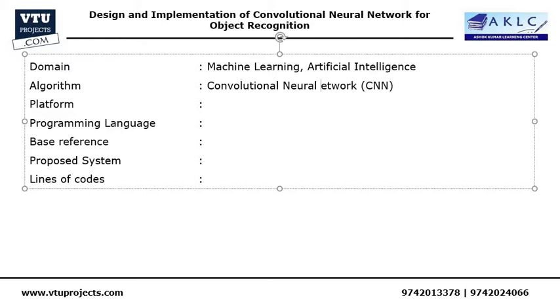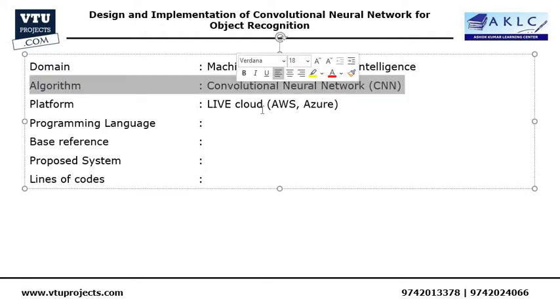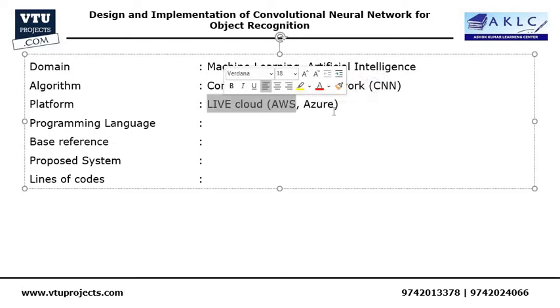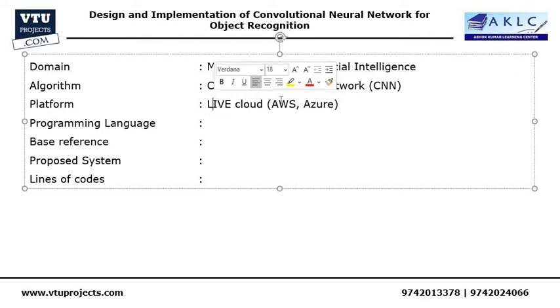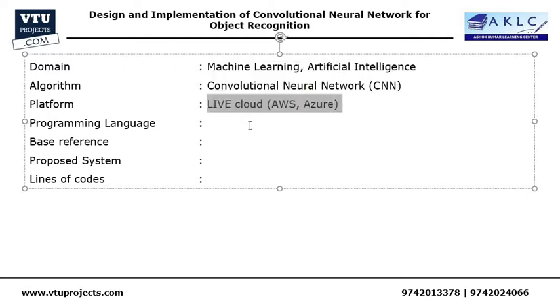Okay, so the platform where our project will be running will be live cloud. So on Amazon Web Service or Microsoft Azure or any other cloud service provider you need. That means whatever solution we are going to implement, we are going to make it available over live cloud. So anybody across the world can readily use our project. This is one of the major advantages of your project.